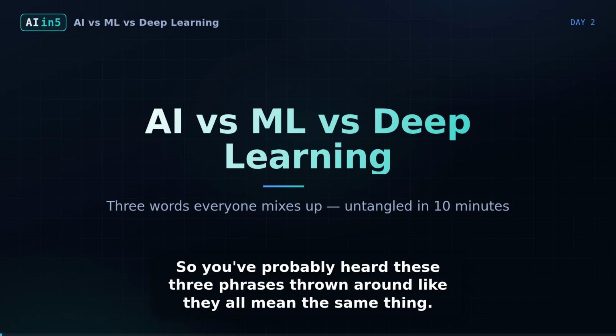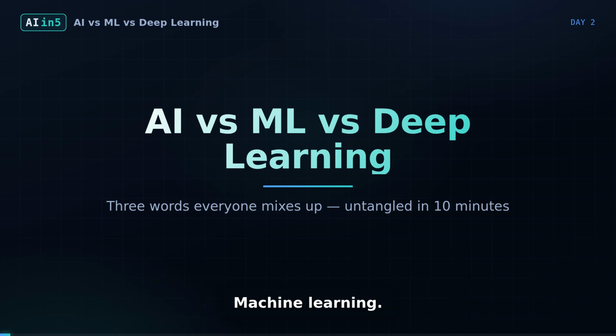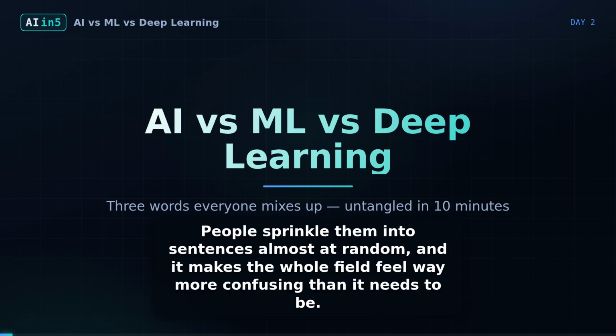So you've probably heard these 3 phrases thrown around like they all mean the same thing. Artificial intelligence, machine learning, deep learning. People sprinkle them into sentences almost at random, and it makes the whole field feel way more confusing than it needs to. Here's the good news.